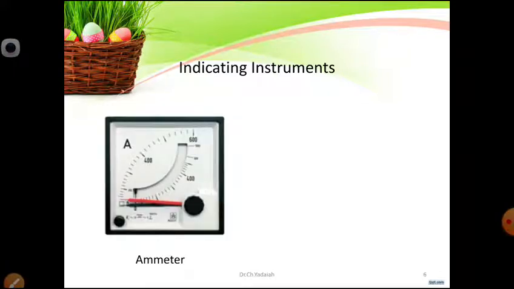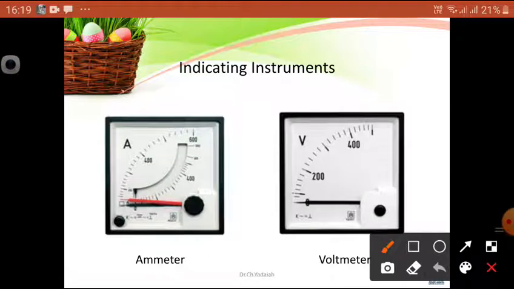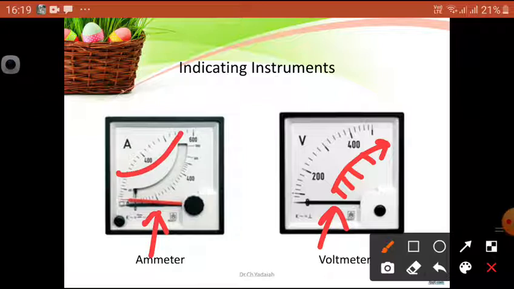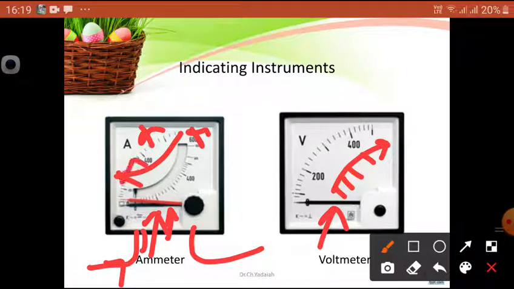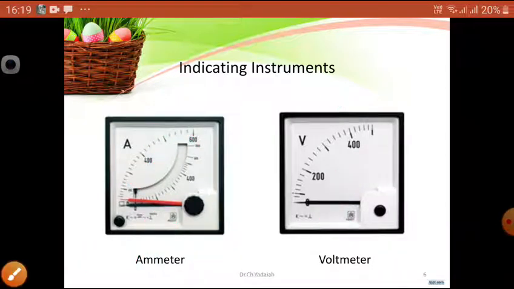Indicating instruments, for example, physical examples are the ammeter and voltmeter. The ammeter also has a pointer. You can see the red color is the pointer, and the voltmeter has the pointer and a uniform calibrated scale, 200, 400. Whenever the input comes here, a deflecting torque is developed, and it tries to move the pointer over the calibrated scale, whether to here or here, based on the input current. Similarly the voltmeter also. So these are the examples of indicating instruments.